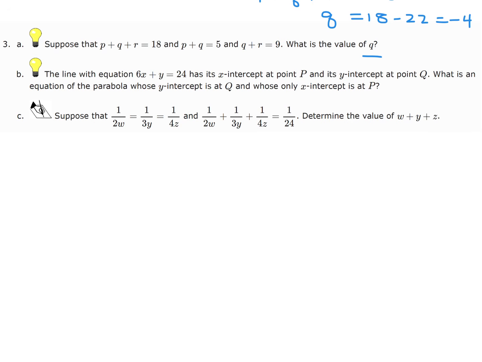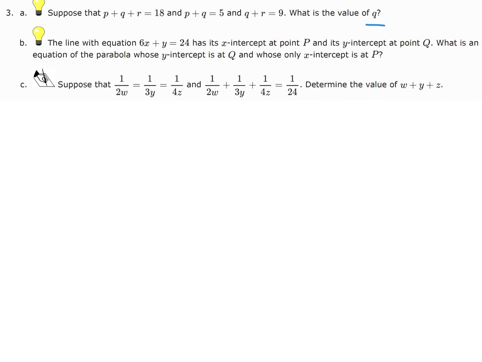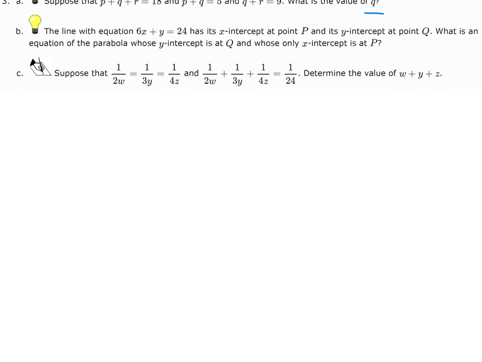The line with equation 6x plus y equals 24 has its x-intercept at point P and its y-intercept at point Q. What is an equation of the parabola whose y-intercept is at Q and whose only x-intercept is at P? So let's draw this. Let's see what we have here. So x-axis, y-axis, and well, let's see here. 6x plus y is equal to 24.